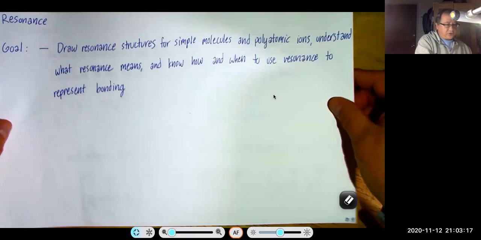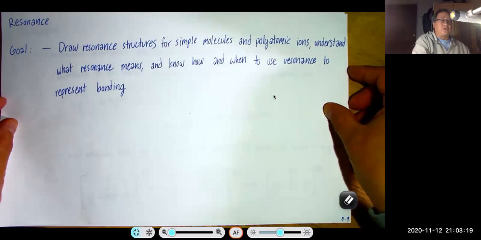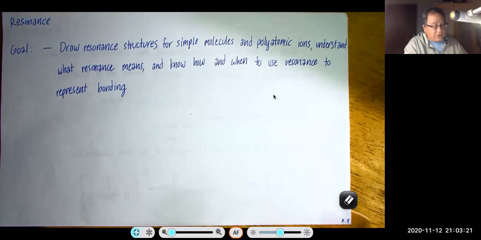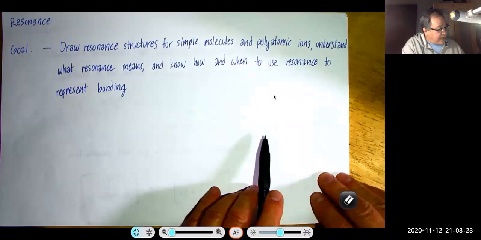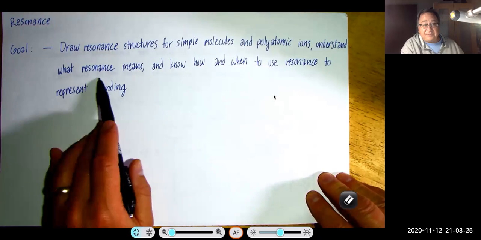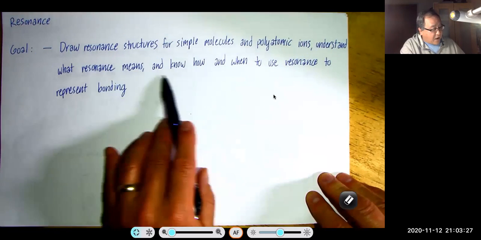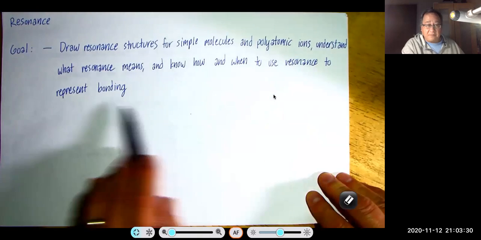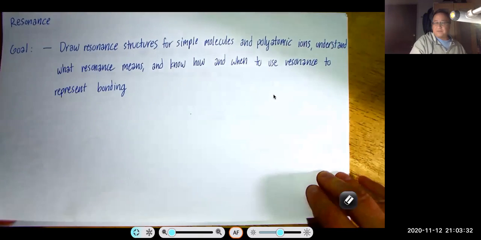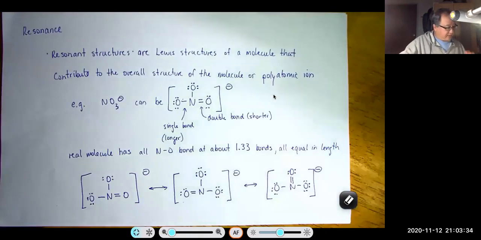So next we're going to look at resonance. For resonance, we want to draw resonance structures for simple molecules and polyatomic ions. And we want to understand what resonance means, and how and when to use resonance to represent bonding. So let's give you some examples of resonance.